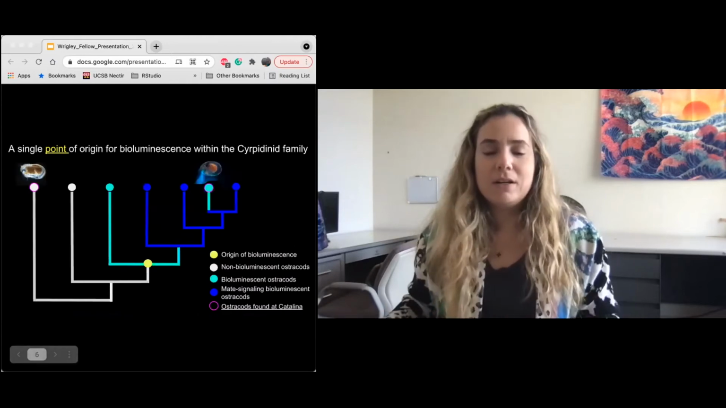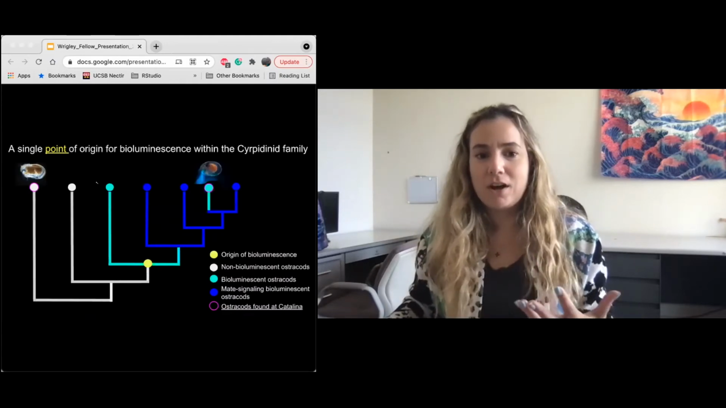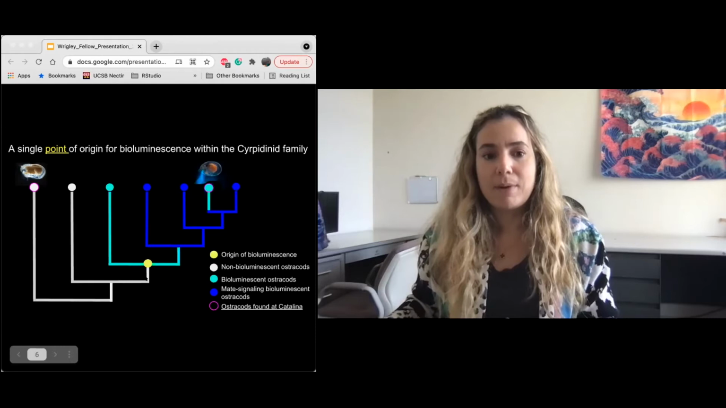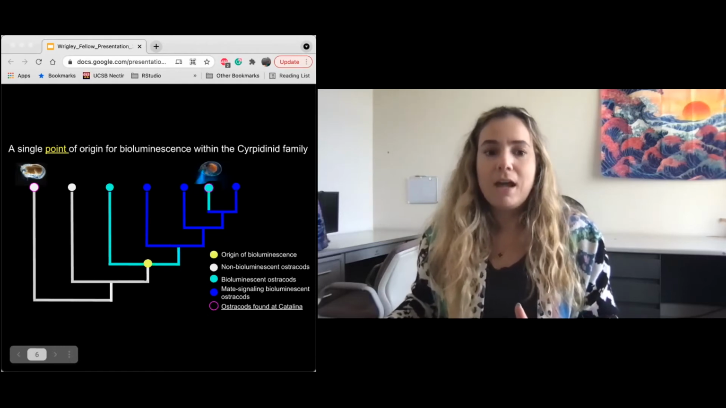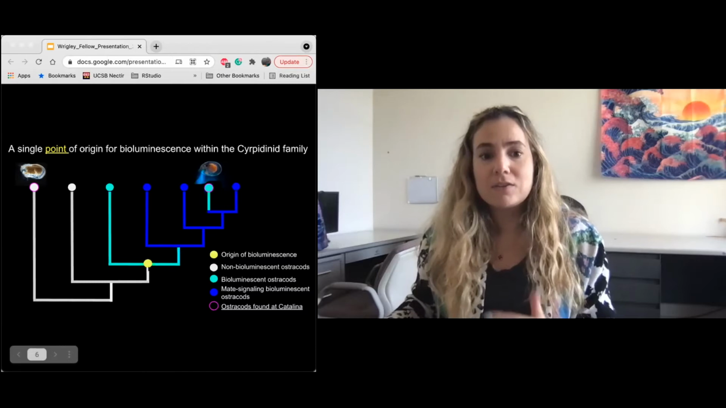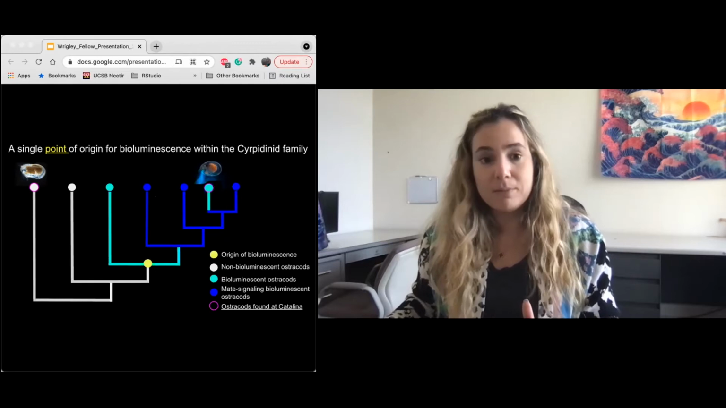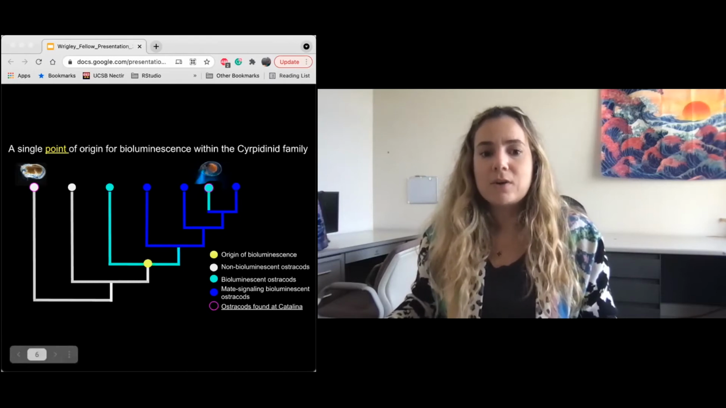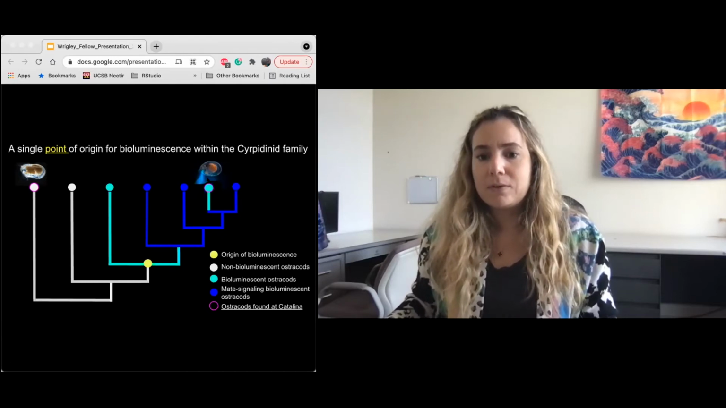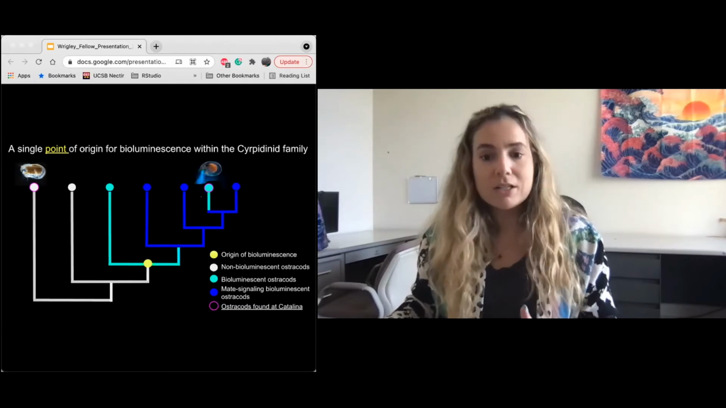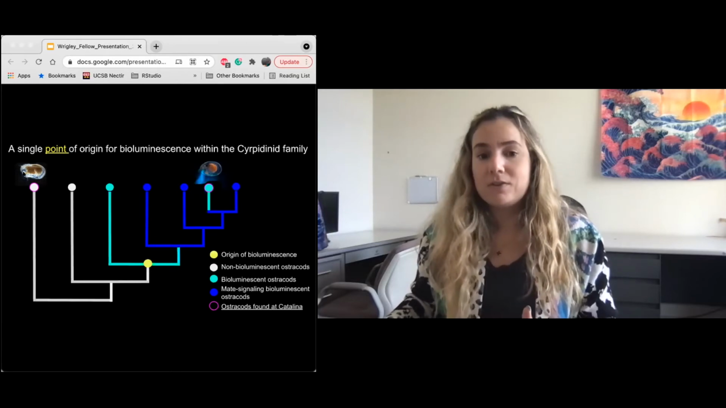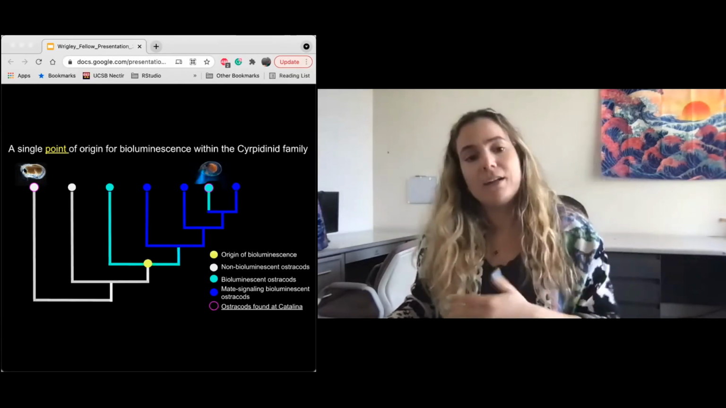All right, so from a recent phylogeny, we know that there is a single point of origin of bioluminescence within the Cypridinidae family. The white tips represent non-bioluminescent ostracods, and the blue tips represent bioluminescent ostracods. And the yellow point here represents a single point of origin. And the pink circle here represents the ostracods that are found at Catalina and the ones that I study, and non-luminescent ostracods are also found in Catalina as well.